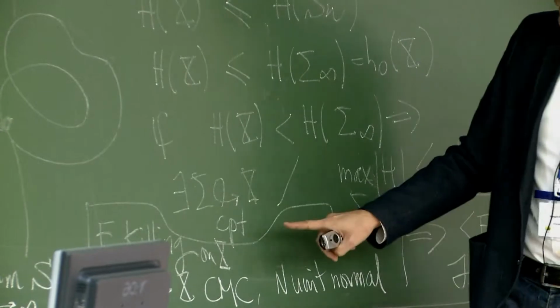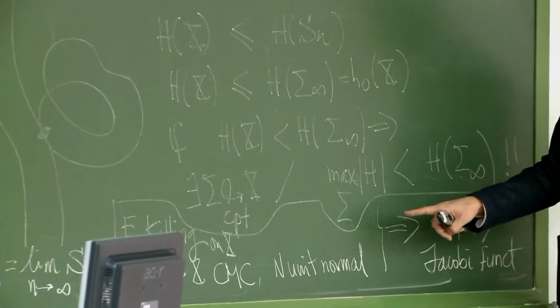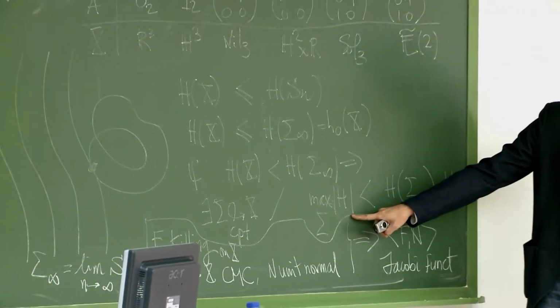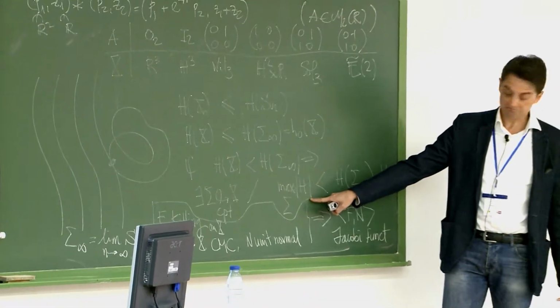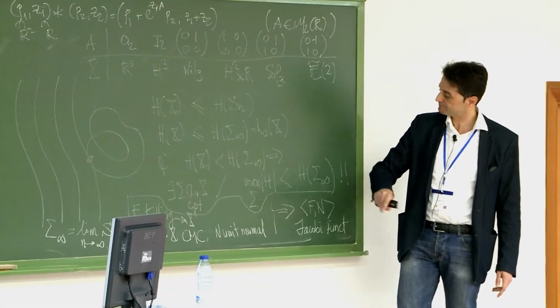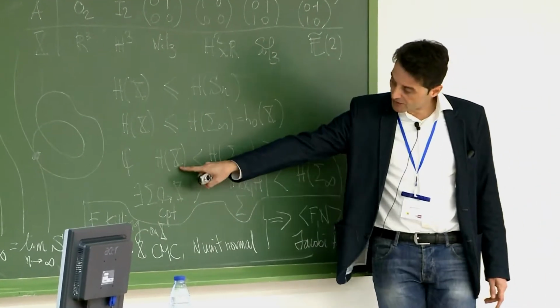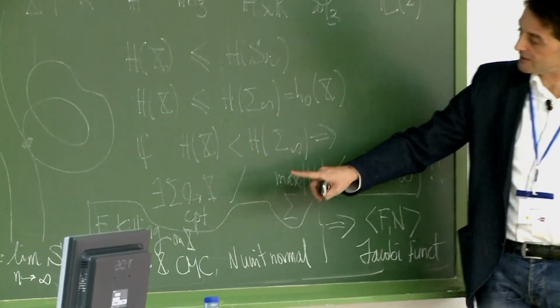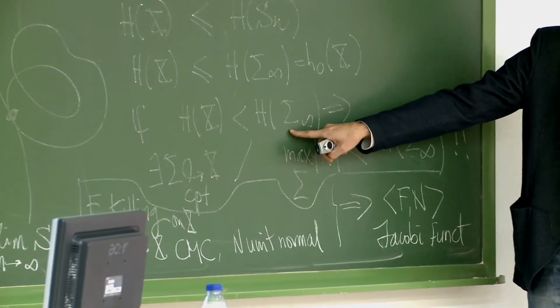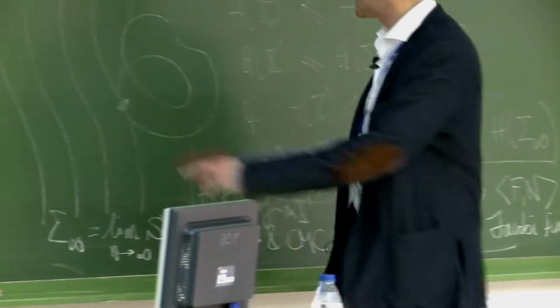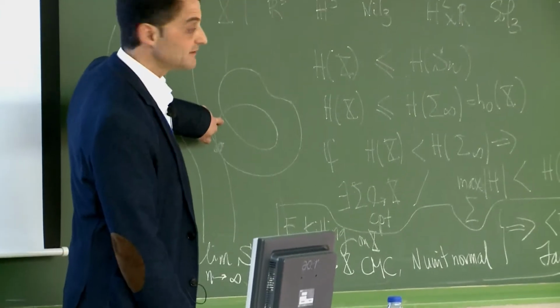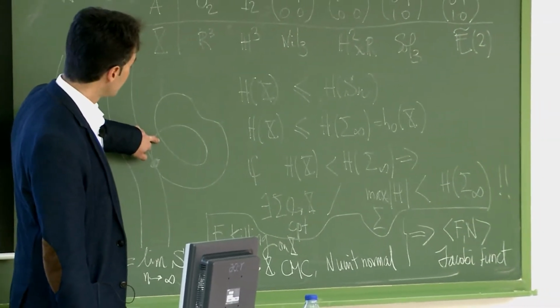You can find a compact immersed surface so that the maximum of the absolute value of the mean curvature function, not necessarily a constant function, will be arbitrarily close to this infimum. In particular, it will be less than this number. Now you have this new surface, which is compact in space, okay?